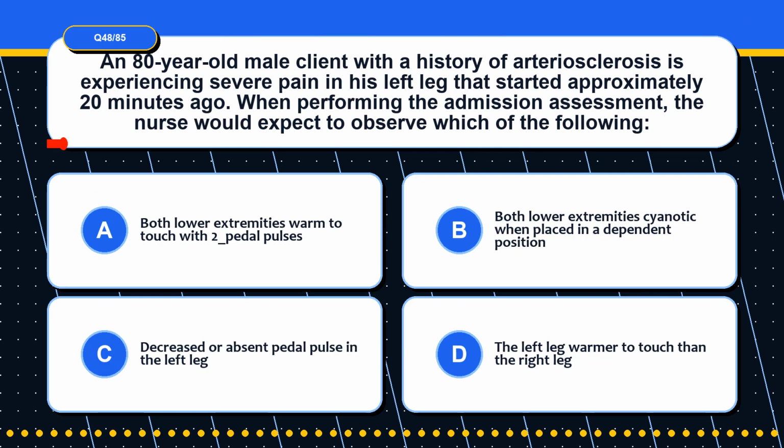Question 48. An 80-year-old male client with a history of arteriosclerosis is experiencing severe pain in his left leg that started approximately 20 minutes ago. When performing the admission assessment, the nurse would expect to observe which of the following. Here are the options. Option A. Both lower extremities warm to touch with 2 pedal pulses. Option B. Both lower extremities cyanotic when placed in a dependent position. Option C. Decreased or absent pedal pulse in the left leg. Option D. The left leg warmer to touch than the right leg.